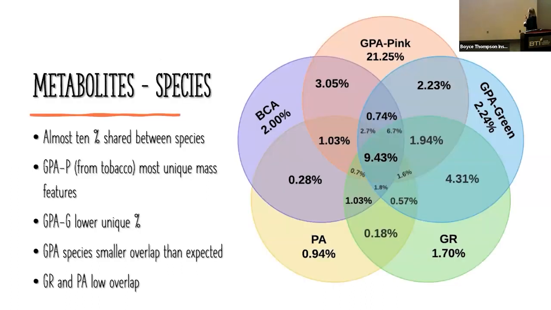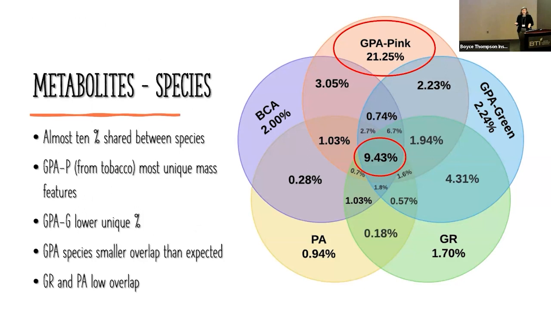So we made a lot of the same comparisons for the different host plants. So again, just to orient you, GPAP, we decided to use the tobacco-fed GPAP just as our representative because it had the most unique mass features. So we can see here that, again, almost 10% was shared between all the species for metabolomic features, which is really interesting, because this could lead to discussion that aphids share a set of core metabolites no matter what they're feeding on or what lineage they come from.